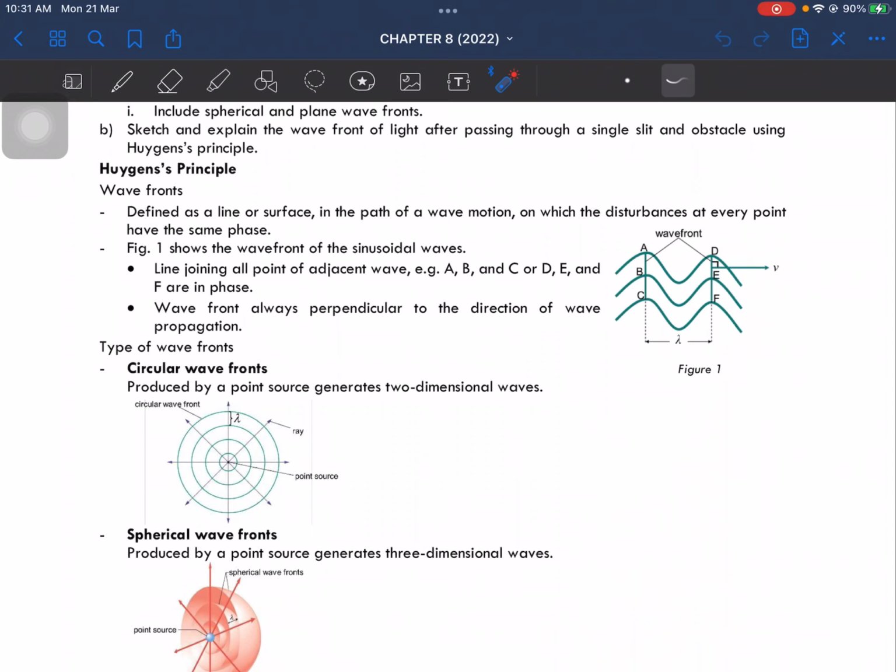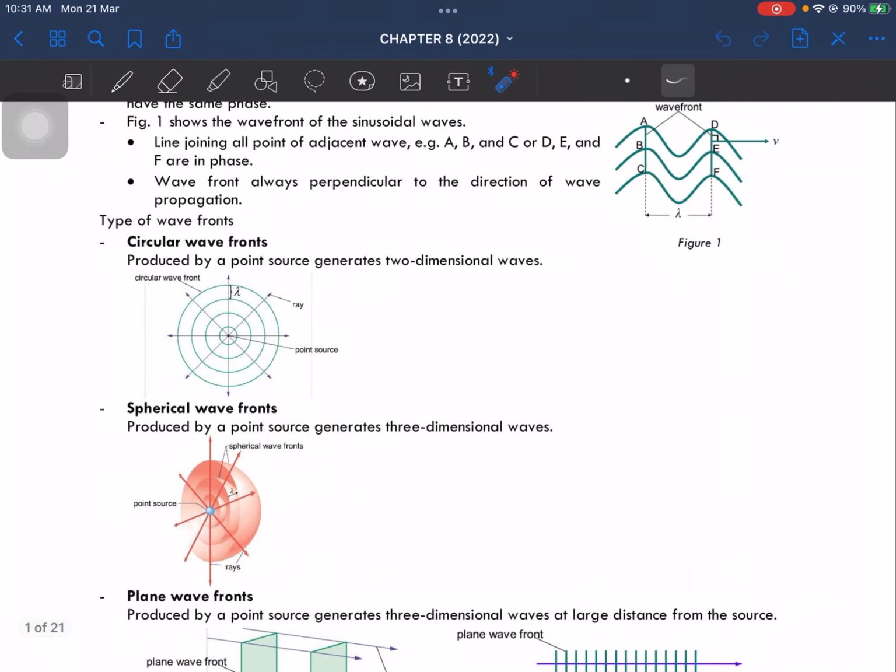Now the wavefront is always perpendicular to the direction of wave propagation. So for example, the wave is going to the left and the wavefront will be perpendicular to the wave propagation.